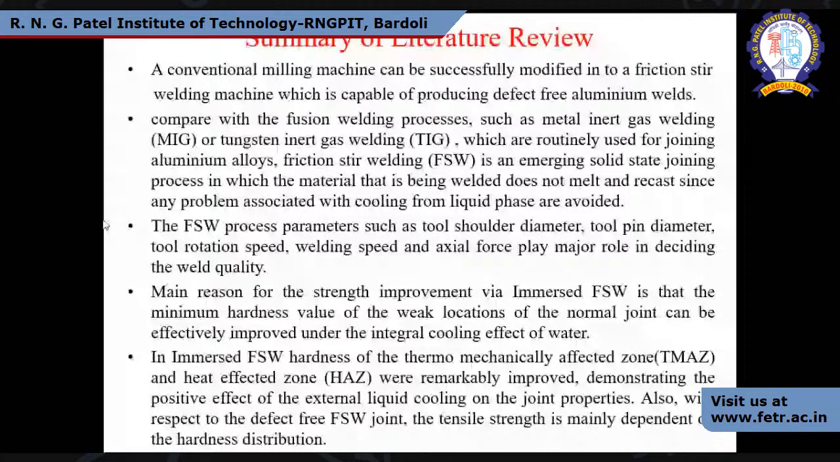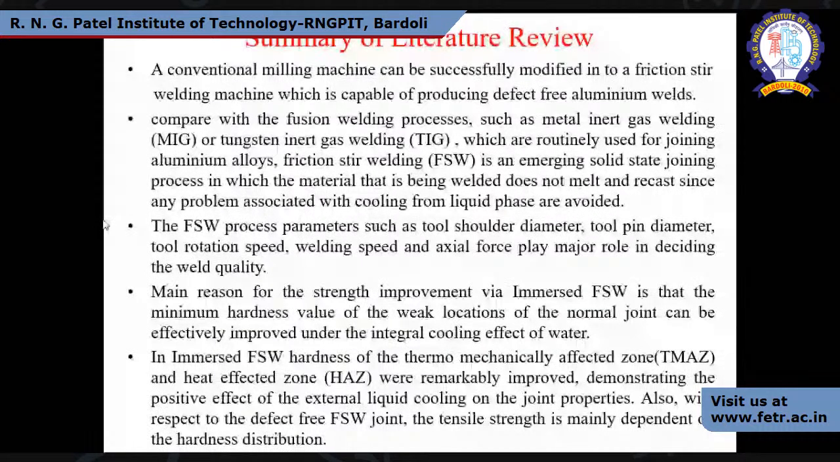Now, one another comparison that researchers have found is that MIG and TIG are routinely used for joining aluminium alloy. Compared to it, friction stir welding gives us better results in terms of avoiding cooling from the liquid phase. If we can avoid it, then FSW gives us the better result.